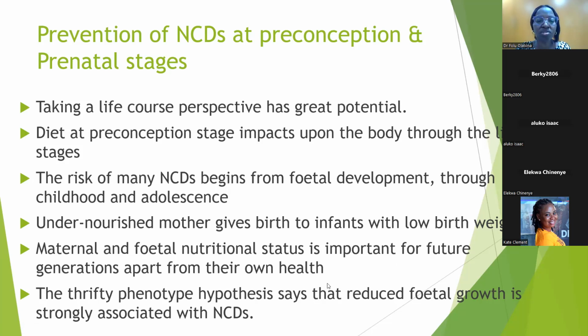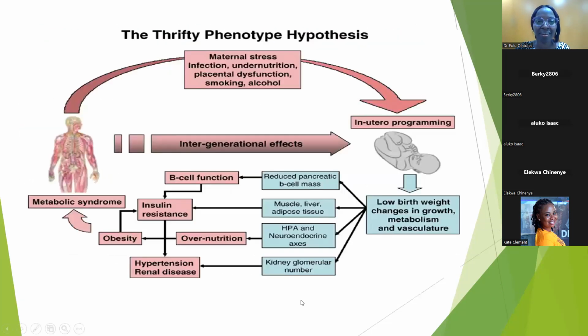And that brings us to the thrifty phenotype hypothesis, which states that reduced fetal growth is strongly associated with non-communicable diseases. I'm going to show you this cycle. And this is the thrifty phenotype hypothesis. So it might look complicated, but the major message I just want you to get from it is that maternal stress, look at the box up, the uppermost rectangular box.